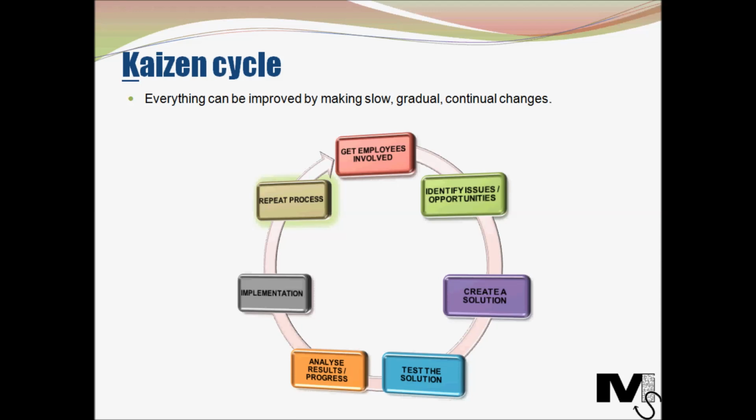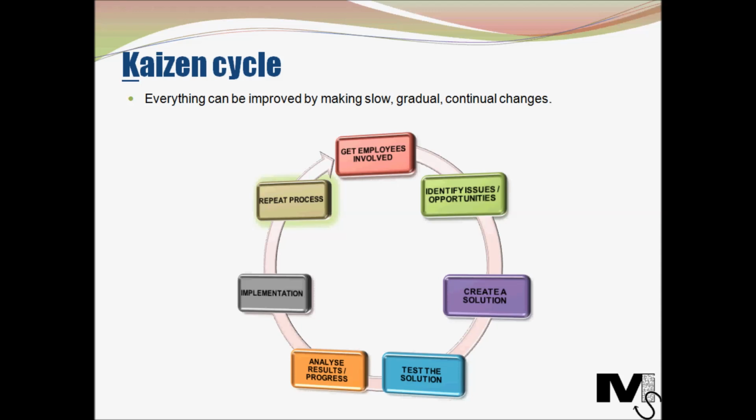The next step is to create a solution. Here we encourage the team to come up with creative solutions to the issues enlisted. And then what we do is we select the best solutions from the ideas presented. The next step is to actually test the solution. What we can do is we can actually run a pilot to test the solution. The next stage is to analyze results or progress. So at various stages, we have to collect data and analyze results to understand how successful the change has been.